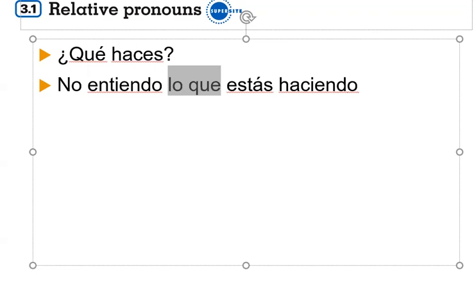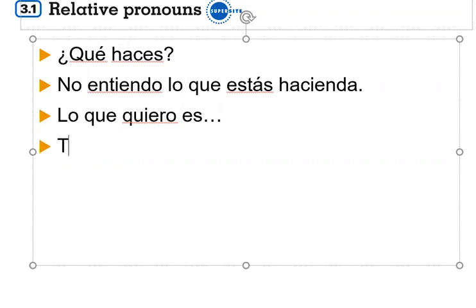Now, where it's also a little bit different is I can even use lo que at the beginning of a sentence too. So I might say lo que quiero es, and whatever I want. But what it is that I want, I'm not saying what do I want? I'm just saying, what I want is silencio en la clase. I want this. But lo que quiero is different than qué quiero. Qué quiero, what do I want? Lo que quiero, I'm telling you, this is what I want.